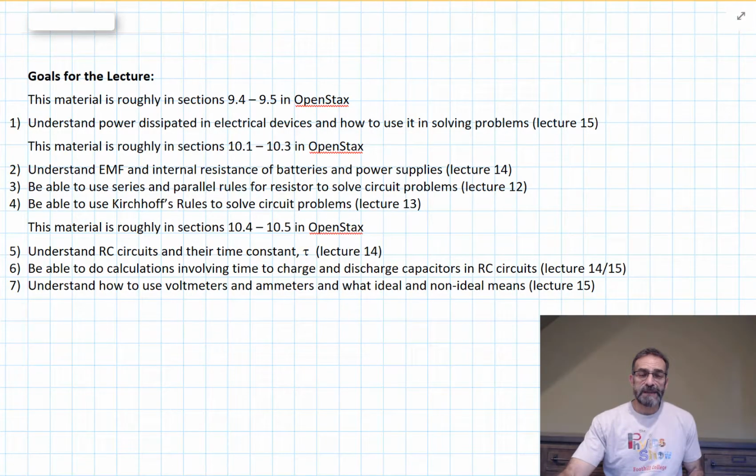These are the remaining topics for DC circuits. Some we've already covered, some we're talking about today, and once we've finished this, we'll start on our next unit, magnetic fields and forces.